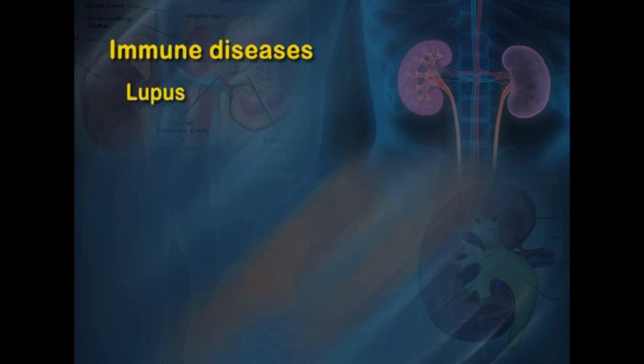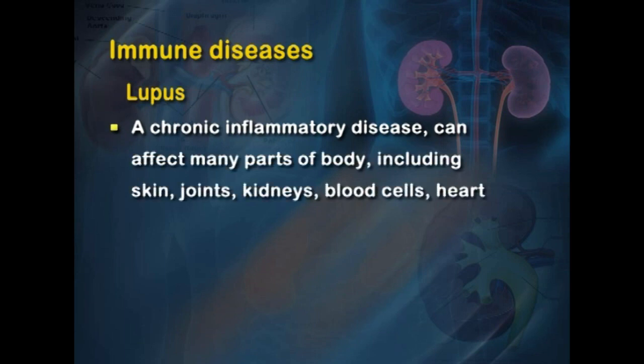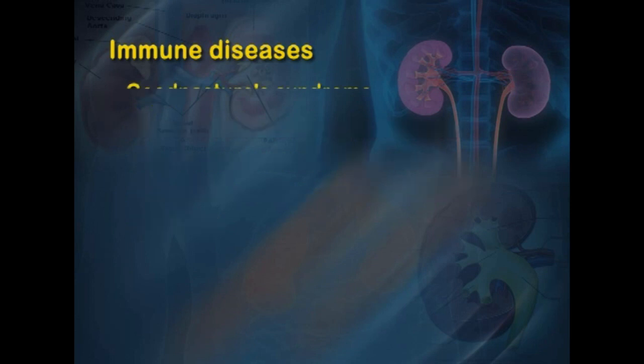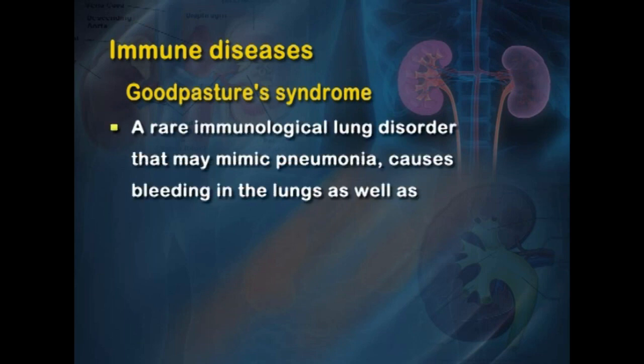The other basic broad category are the immune diseases which can cause glomerulonephritis. One is lupus. It is a chronic inflammatory disease and it affects many parts of the body. It affects skin, joints, blood cells, heart, lungs, and definitely kidneys. And the second one is Goodpasture syndrome. It is a rare immunological lung disorder and it mimics pneumonia. It causes bleeding in the lungs and also precipitates glomerulonephritis.